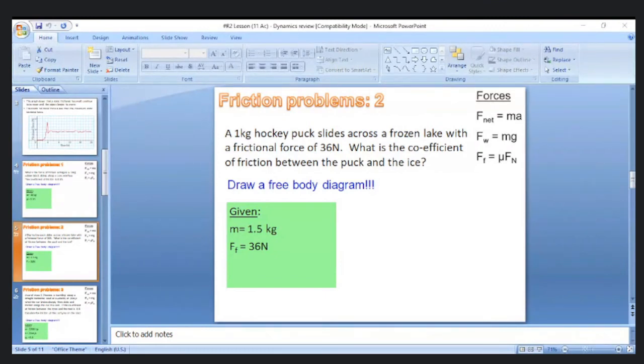Working that through, we know what the frictional force is, that's 36 newtons. And we know that the normal force is equal and opposite to the force of the weight, and weight is mass times acceleration due to gravity. So we've got 1 kilogram multiplied by 9.8 meters per second squared. So when I work it all out, that's what I will get.